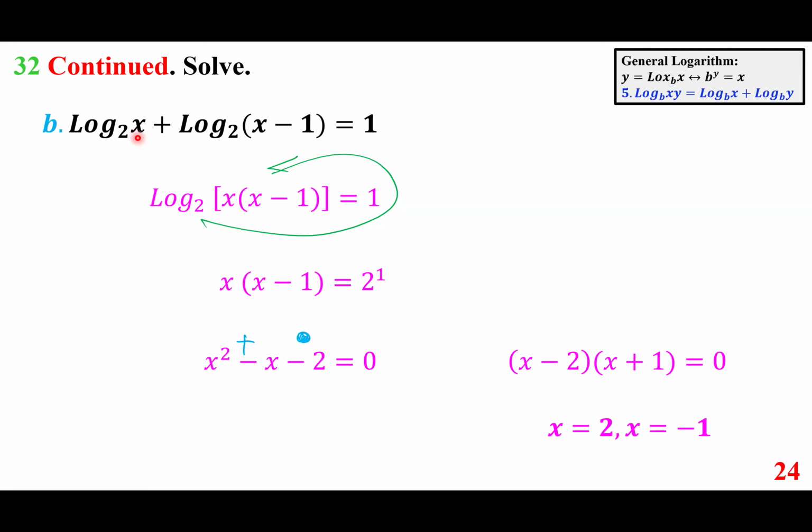So if I put the 2 here, this is fine. 2 minus 1 is fine. If I put the negative 1 here, it doesn't work. I don't even have to check with this one. Negative 1 is out.